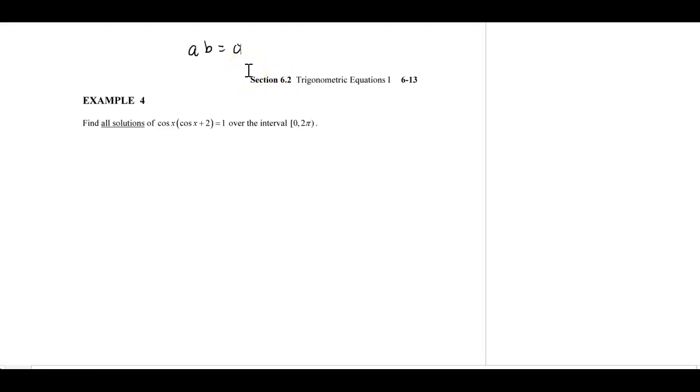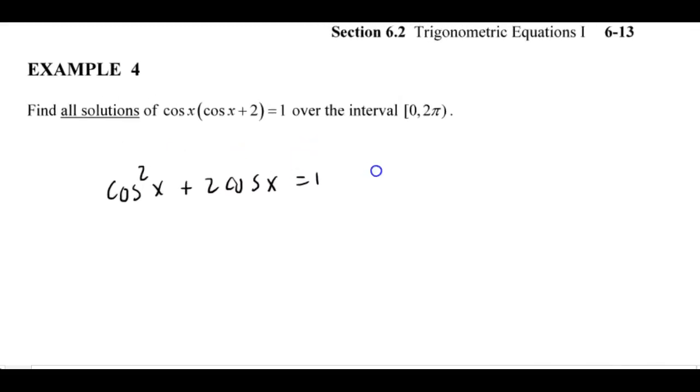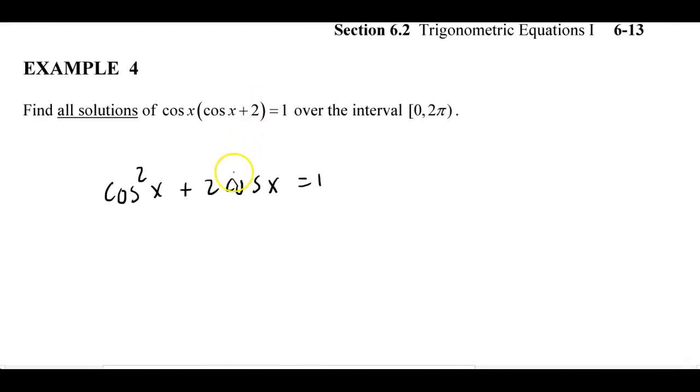So whenever that happens, what you have to do is multiply everything out and then set it to 0. So in this case, if I distribute, I get cosine squared x plus 2 cosine x equals 1. Alright, now I'm going to set it to 0. So cosine squared x plus 2 cosine x minus 1 equals 0.